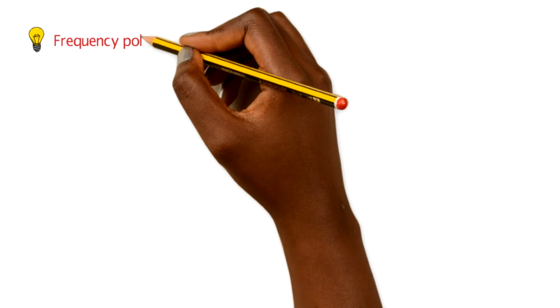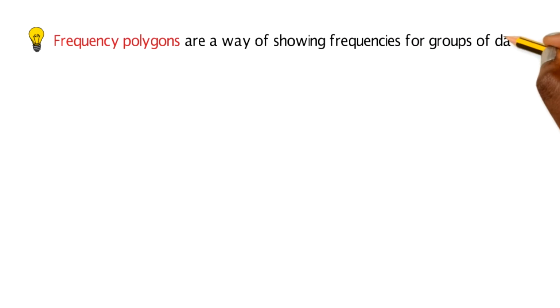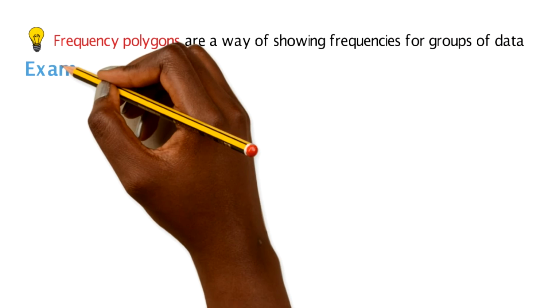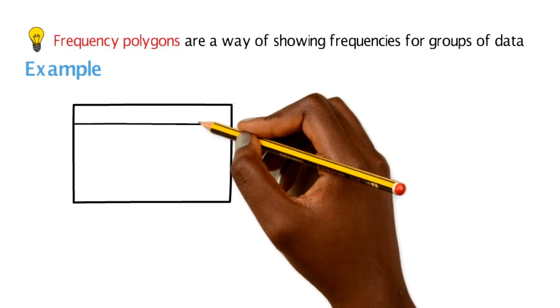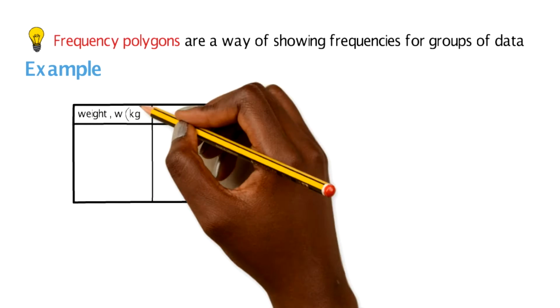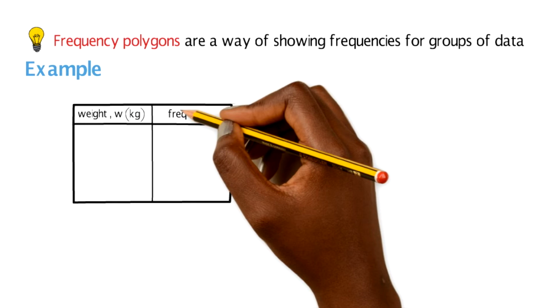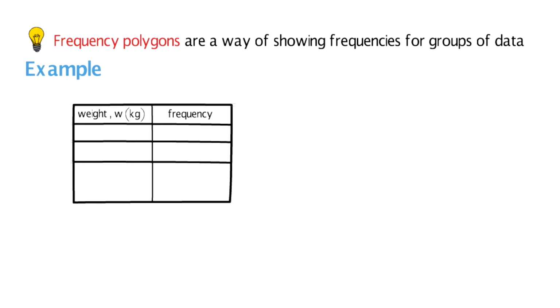Okay, so frequency polygons are basically a type of statistical graph that we use in maths, and it's a way of showing frequencies of groups of data on a graph. So an example, I'm going to draw a table. In an exam situation, you would probably see a table like this, where you'll have something like weight, height, shoe size, class size, or age groups, compared to the frequency.